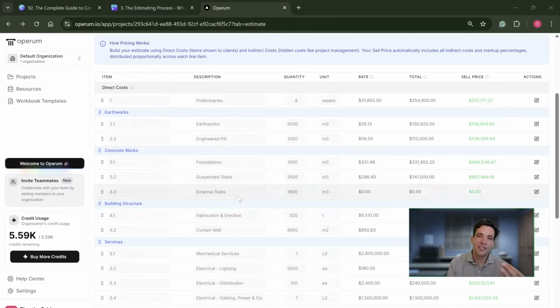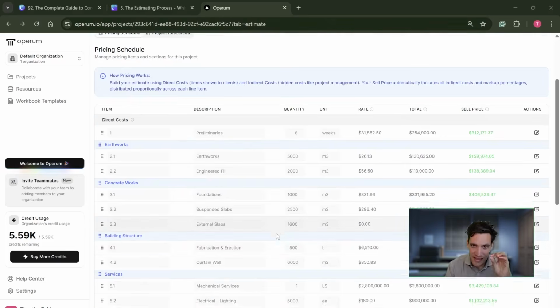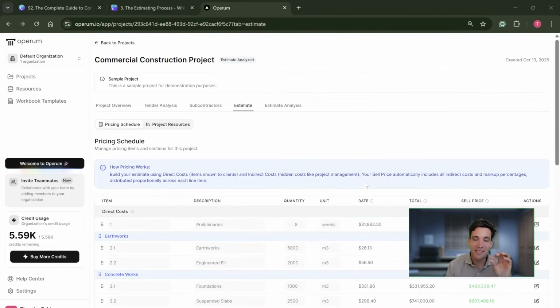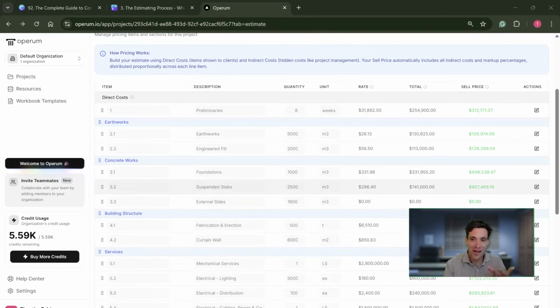So I'll show you a quick example of both a pricing schedule and some pricing workbooks in Opera just to show you what I'm talking about. And again, I am going to keep shamelessly plugging Opera throughout this entire video, but I do think it's good, and this estimating feature is completely free to use.